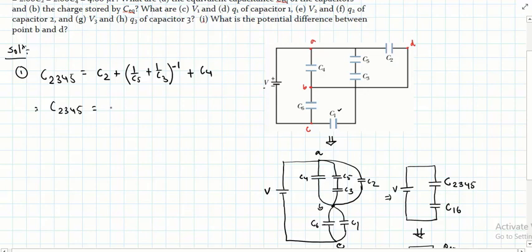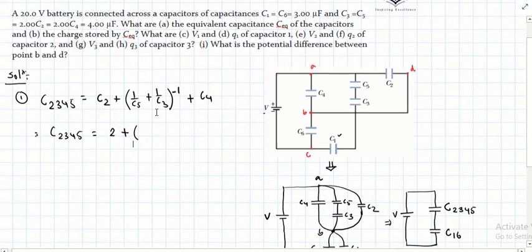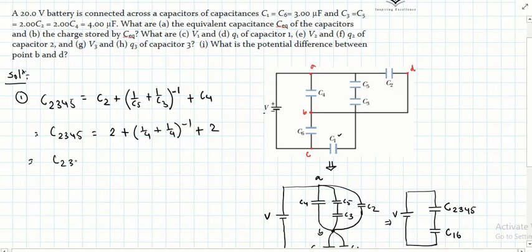So what would that be? This is actually the 2 plus, or you can write down this equivalent of C3 and C5 actually the 4, right? C3 and C5 actually the 4. So 1 over 4 plus, C3 is also 4, 1 over 4, and C4 is also the 2. Then you can find out that the equivalent of 2, 3, 4, 5 is going to be 6 microfarad.